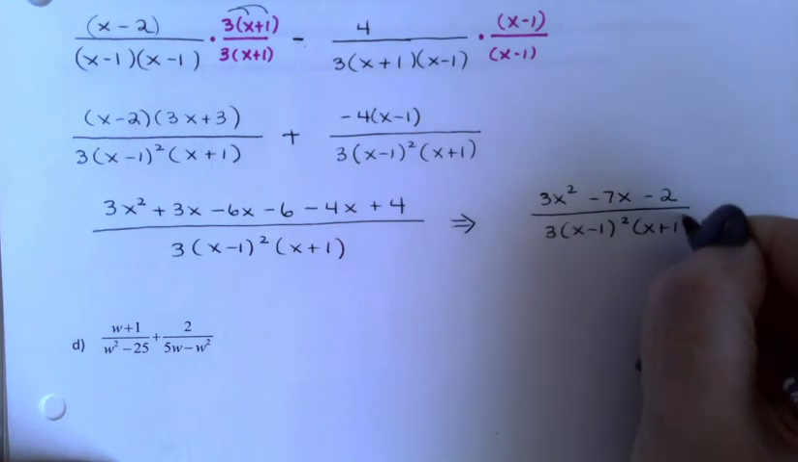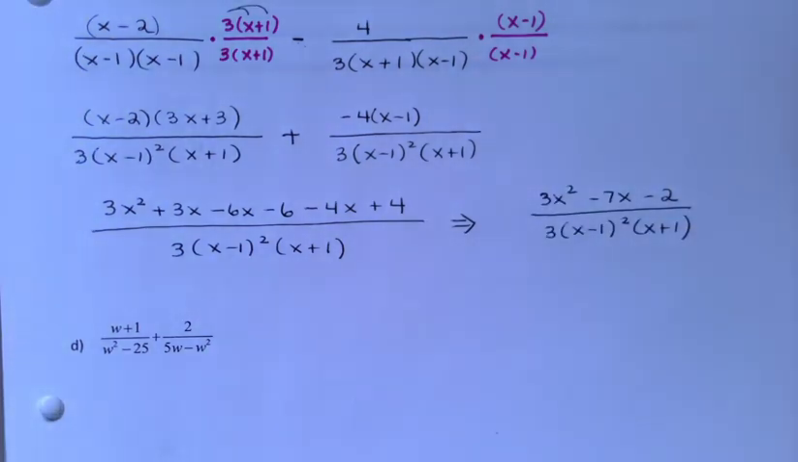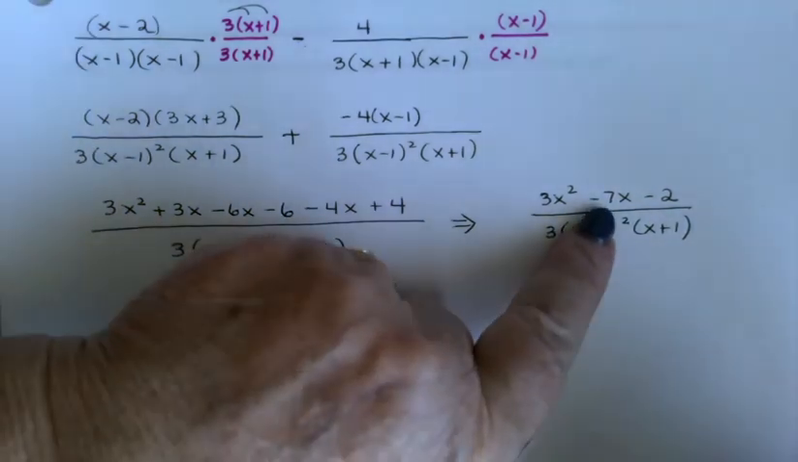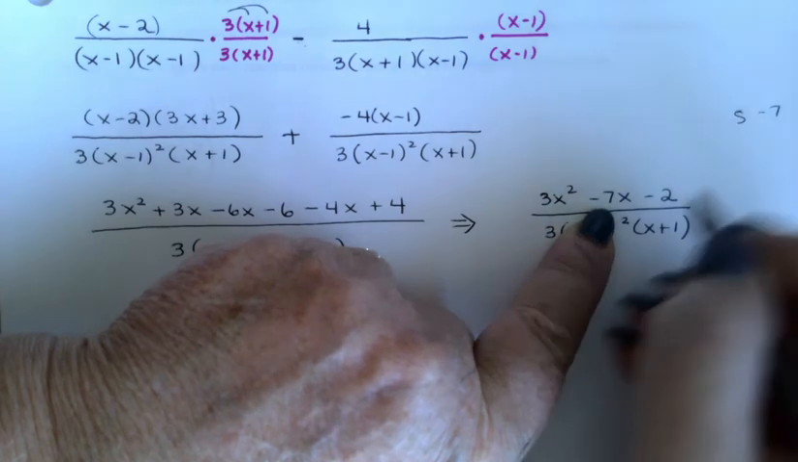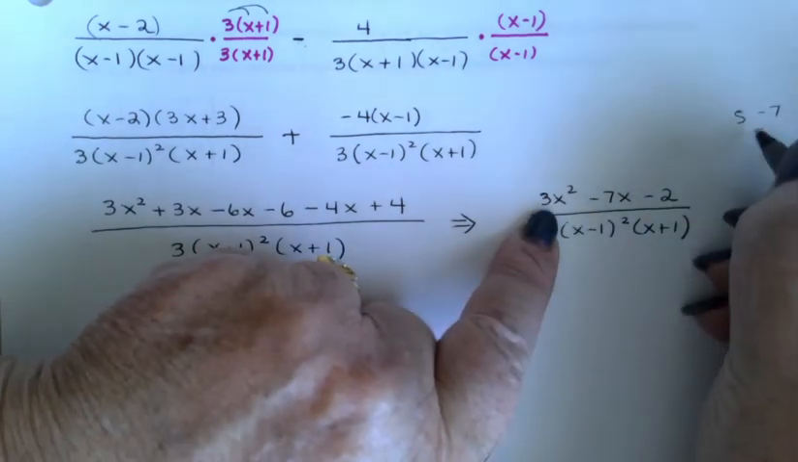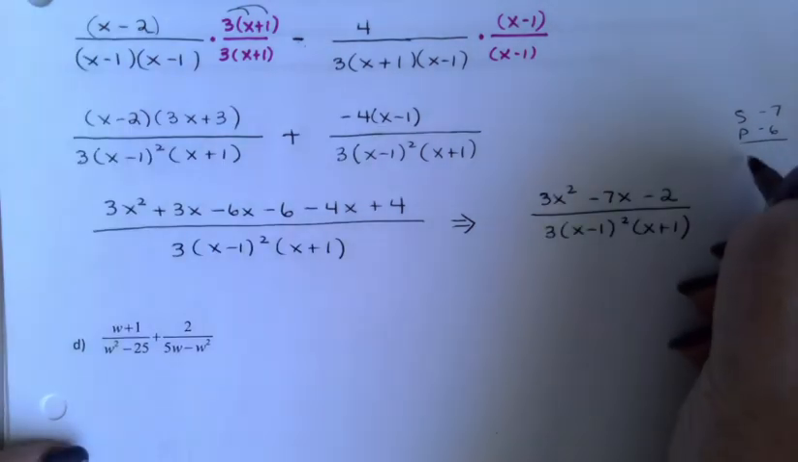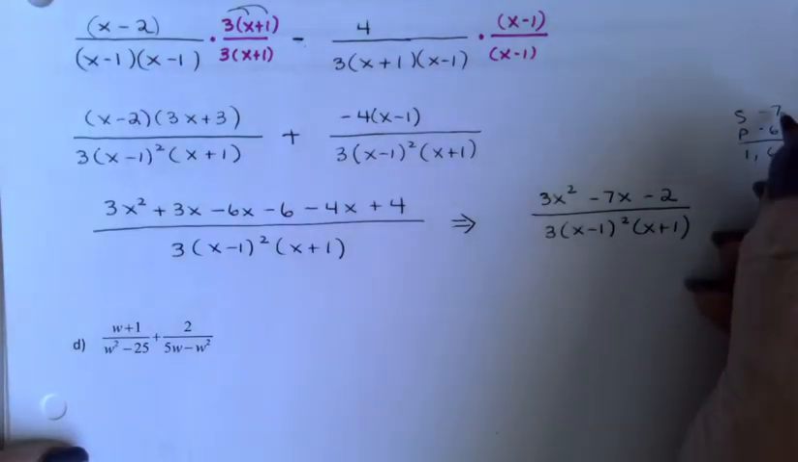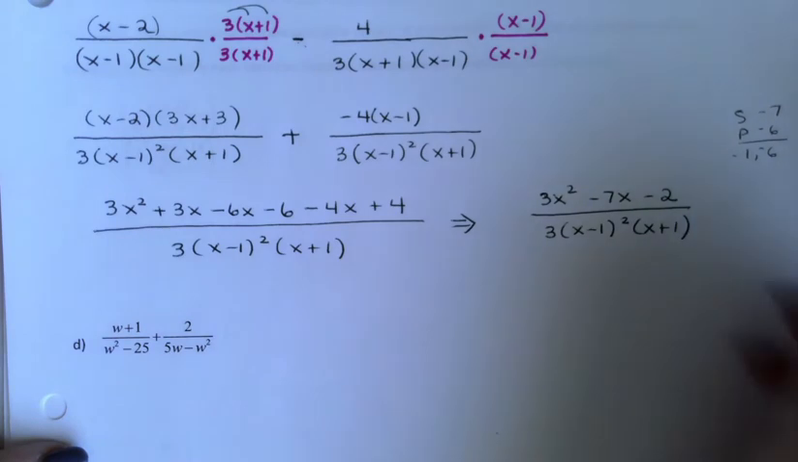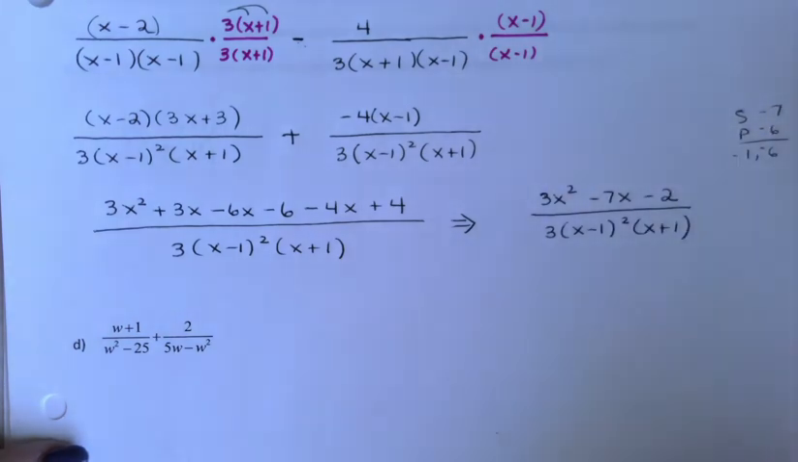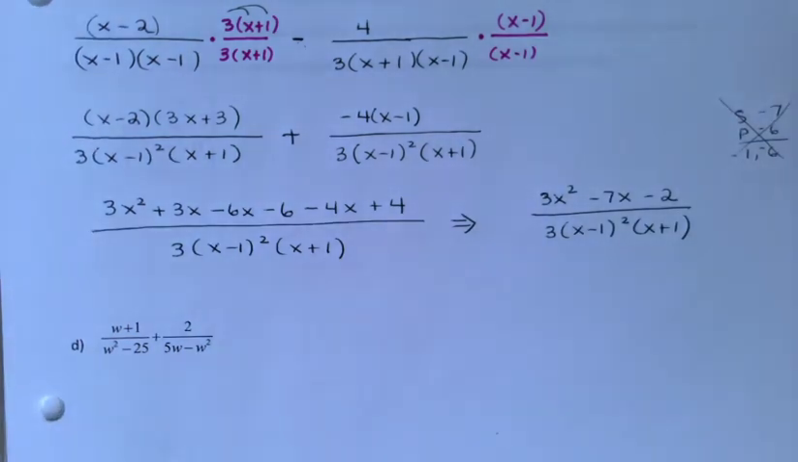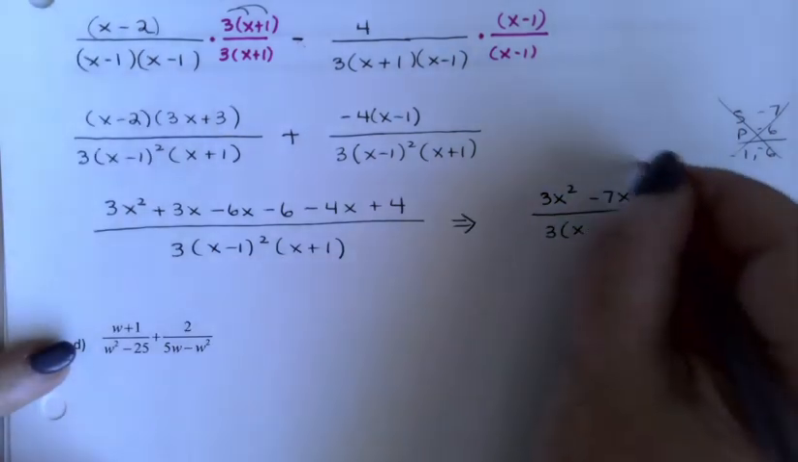Over my common denominator. All right. Probably should check and make sure that doesn't factor. I think I'm okay. I would need a sum of negative 7 and a product of negative 6. If I do 1 and 6, the problem is that if I make them both negative to get the negative 7, then the product is positive. So I don't think I'm going to be able to do that. I think this is done.